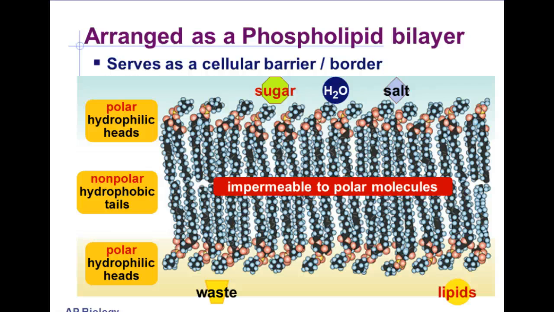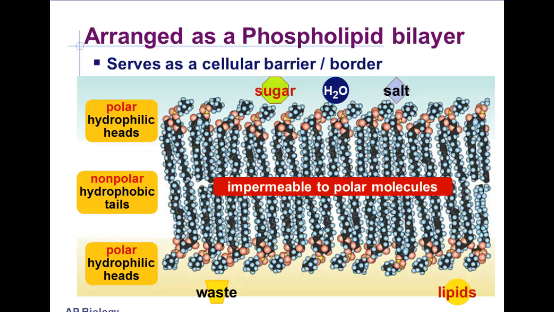We've always used water as an example. Also write that because these heads are polar, they attract other charged ions or polar molecules. Now this allows substances like sugars, water, salt, and waste to pass in and out of the membrane relatively freely.